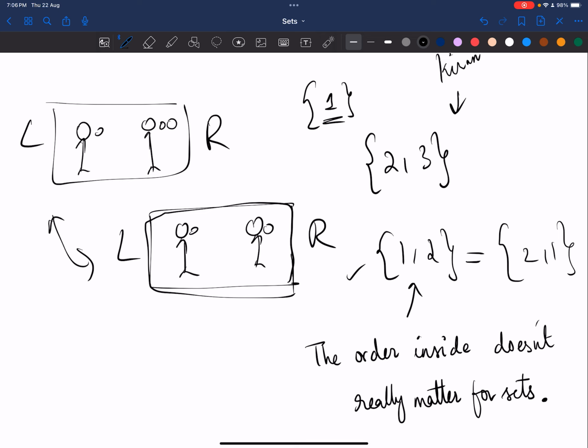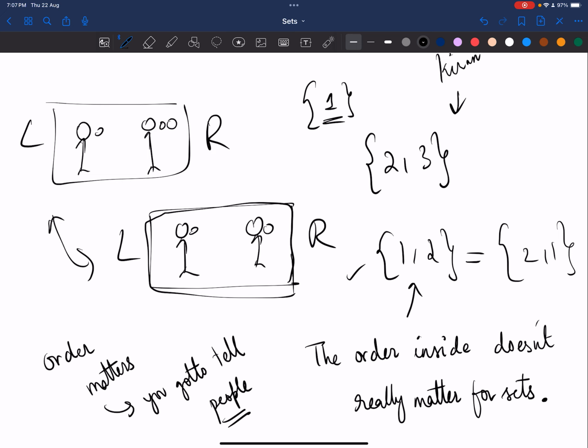Of course, you can have a set where the order matters, and that's going to be an ordered set. Okay, order matters. You gotta tell people if the order matters. If you don't tell them, they're not gonna know, because it doesn't make sense. Normally, how people are in a room doesn't really matter. But if it seriously matters, you gotta tell people it matters.